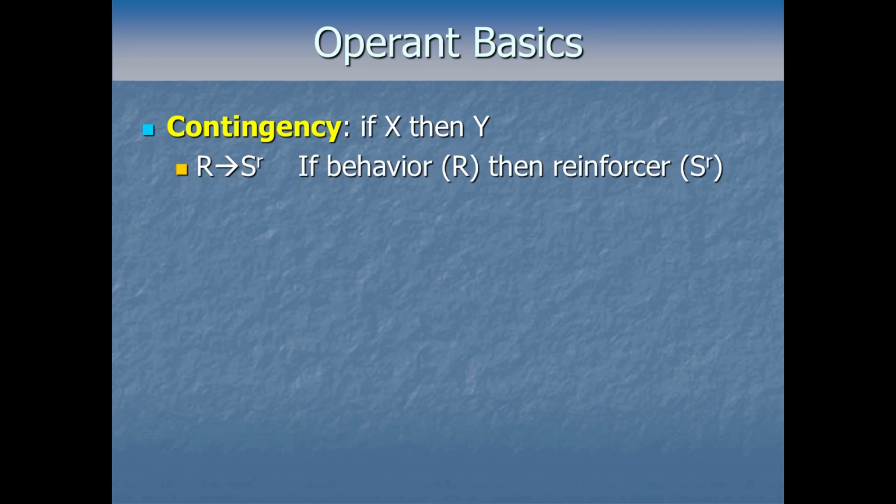In the notation we've been using, a contingency could look like this. A behavior R leads to a reinforcer, meaning a stimulus that's reinforcing. So we have our S for stimulus and that little superscript R just to tell us it's a reinforcing stimulus, like a good thing, something they'll enjoy.